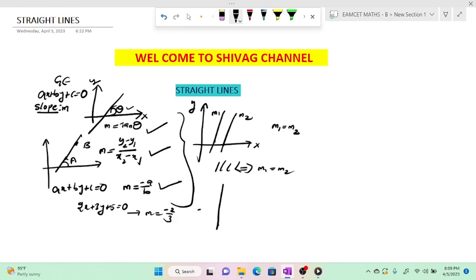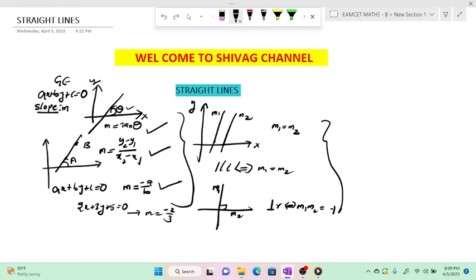Two lines are perpendicular. In this case, the first line slope is m1, the second line slope is m2. Here these two are perpendicular. Perpendicular means the product of their slopes is equal to minus 1. The parallel lines condition is m1 is equal to m2. The perpendicular lines condition is m1 into m2 is equal to minus 1. If two lines are parallel, their slopes are equal. If the product of their slopes is equal to minus 1, the lines are perpendicular lines.